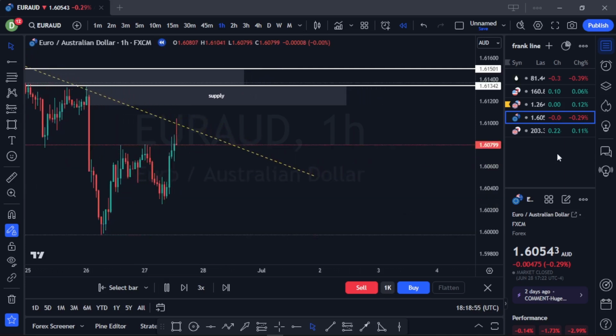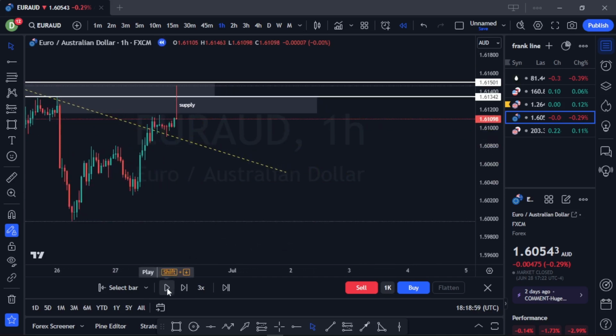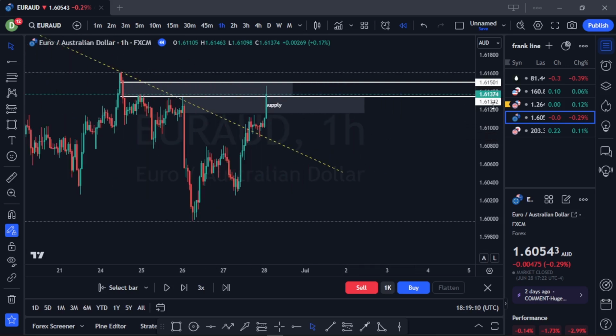So now let's see if we get a pullback into it. Okay, we've gotten it. We've gotten a pullback into it, and the market pulled back into the supply area and also tested this previous fair value gap that we drew. Now when I get this all set up.